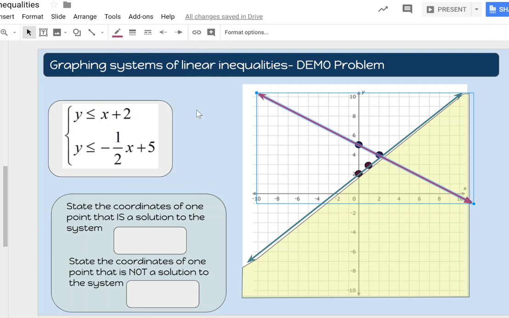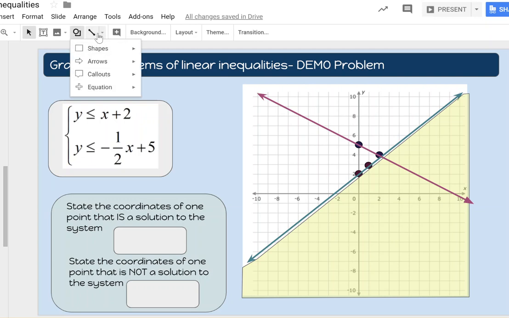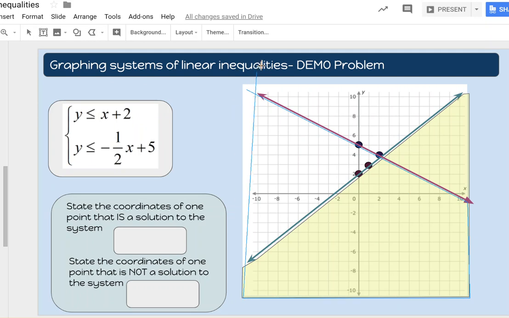So there's my line. Again, I need to test a point. So 0, 0 in this case would be below the line. I like to test 0, 0. So if I plug in a 0, -1/2 times 0 is 0. So 0 is less than or equal to 0 plus 5. 0 is less than or equal to 5, which is a true statement. So I would want that in the shaded section. So I'm going to be shading below. So I'm going to select my polyline tool. Again, doing the same process along the line, shading everything below.